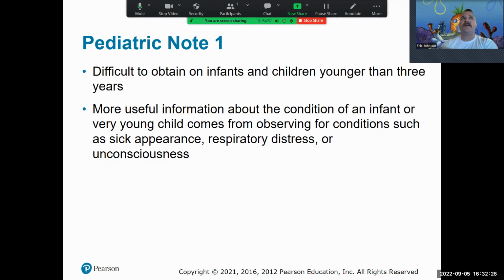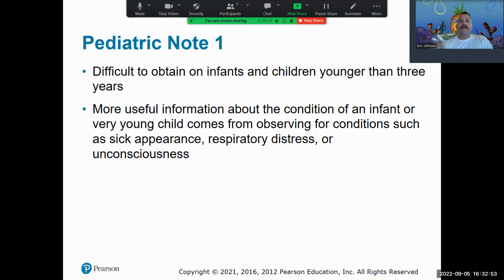Because the cardiovascular system, the heart and the blood vessels, are so immature, getting a blood pressure on a little kid not only is difficult, it's not going to be as clinically important to our treatment. You're better off observing the way that they look, for respiratory distress, the fact that they're unconscious, and so on and so forth. And it says all of that directly here in that second bullet point.